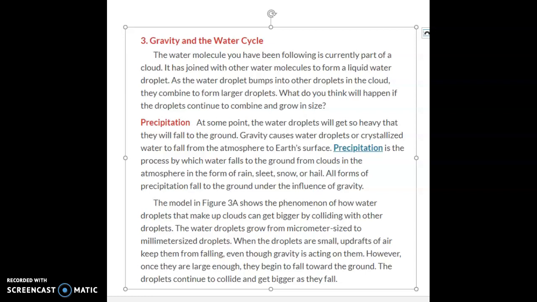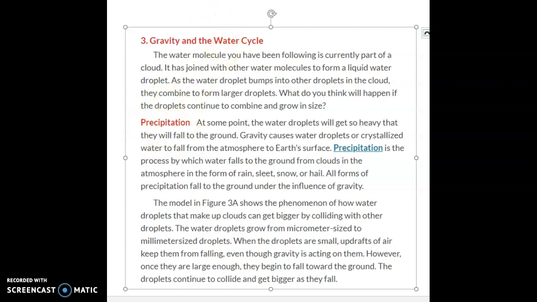So what we are going to be talking about is how gravity affects the water cycle. So let's go ahead and read here. We're going to start right at this spot here. And this says, the water molecule you have been following is currently part of a cloud. It is joined with other water molecules to form a liquid water droplet. As the water droplet bumps into other droplets in the cloud, they combine to form larger droplets. What do you think will happen if the droplets continue to combine and grow in size? What happens is precipitation. So we're going to talk about that, and that's beginning right here.